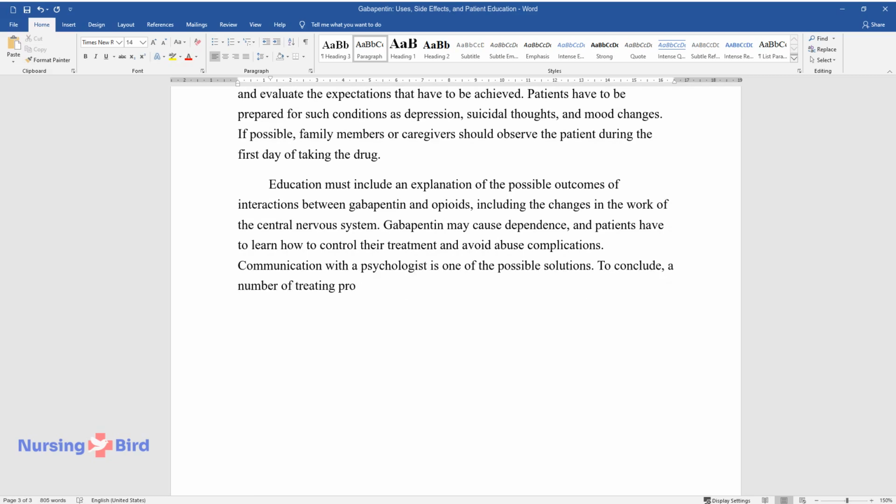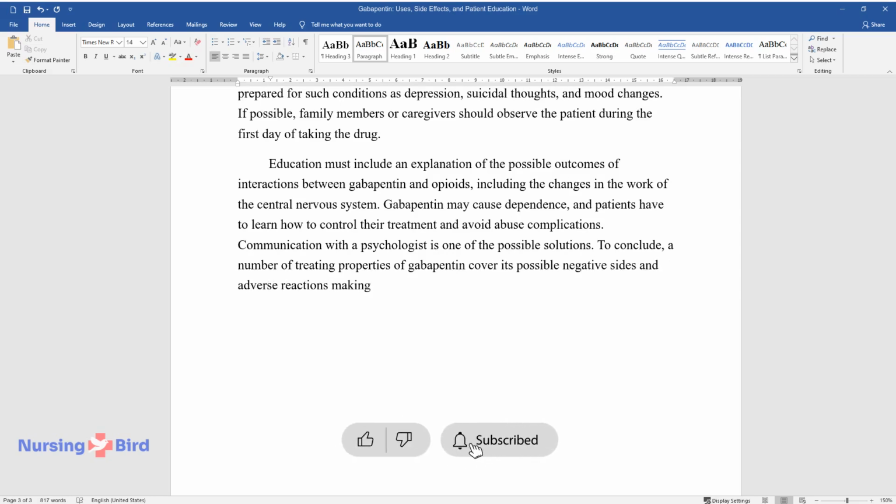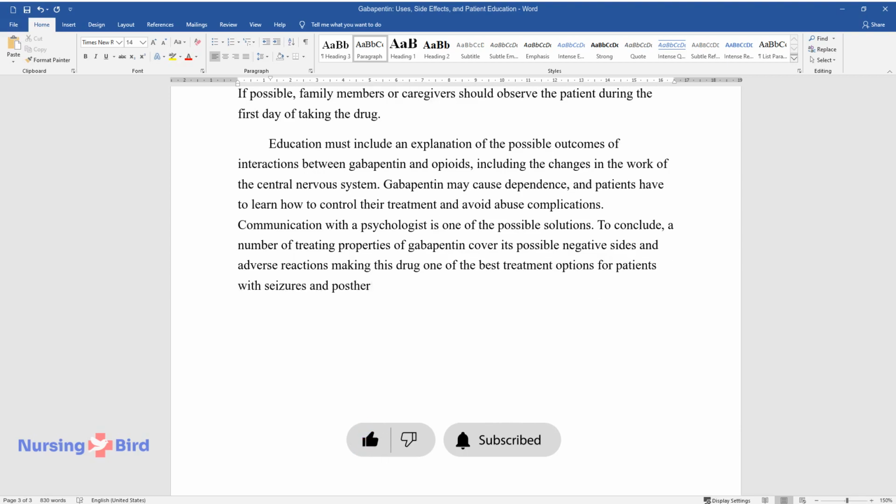To conclude, a number of treating properties of gabapentin cover its possible negative sides and adverse reactions, making this drug one of the best treatment options for patients with seizures and postherpetic neuralgia.